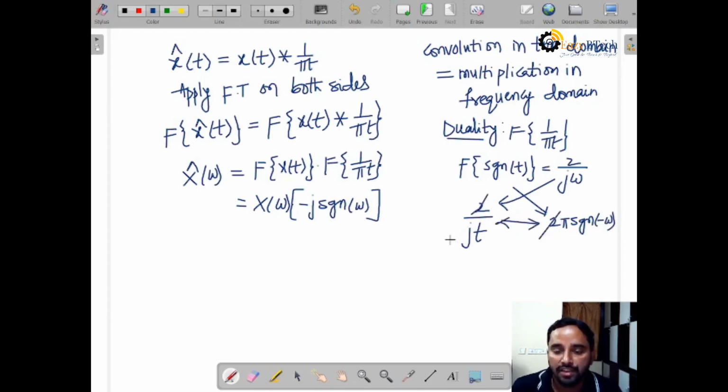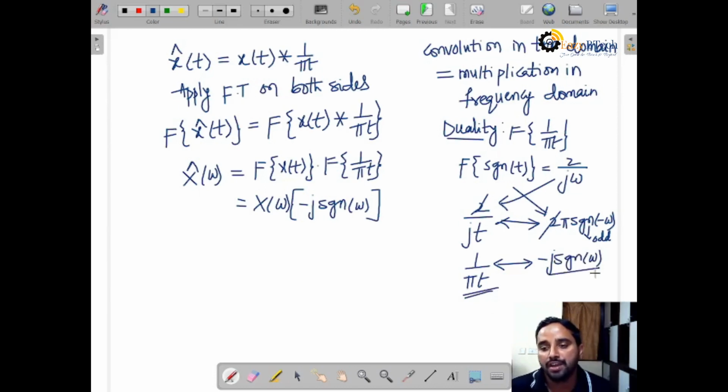So on both sides we can cancel 2. Then 1 by pi t is what we want, so bring that pi from the right side to the left side. Then the answer is signum of minus omega. The signum function is an odd function, an odd signal, so it becomes minus j signum omega. So the Fourier transform of 1 by pi t is minus j signum of omega.